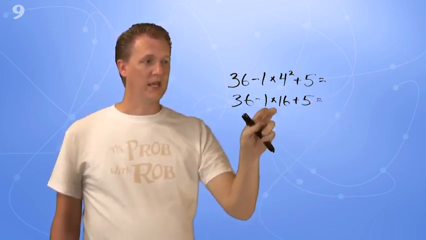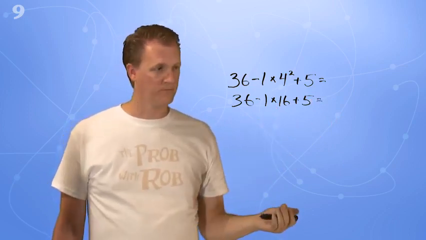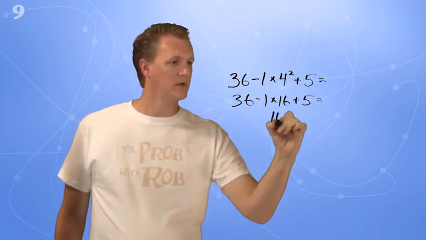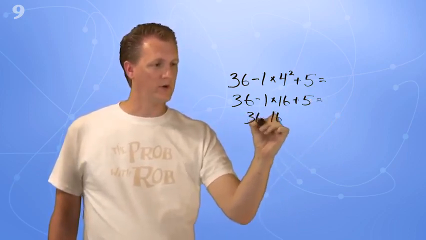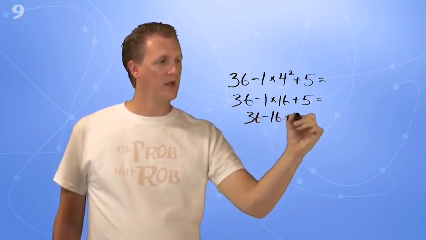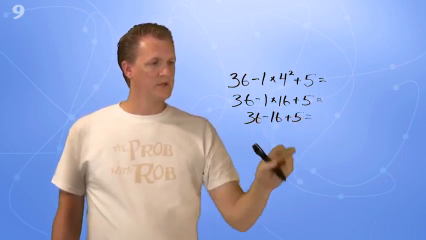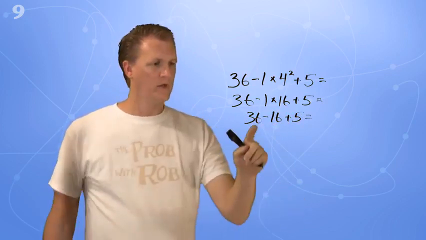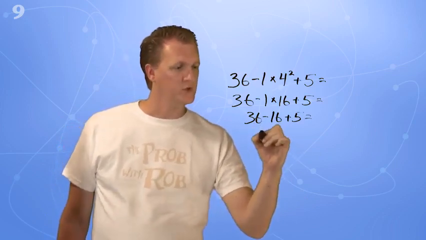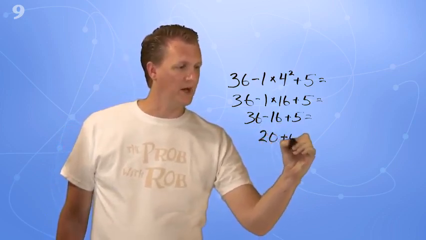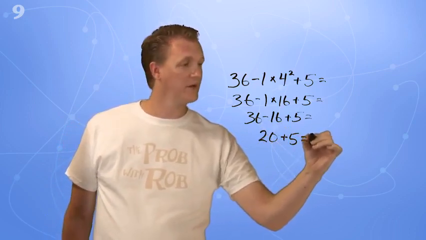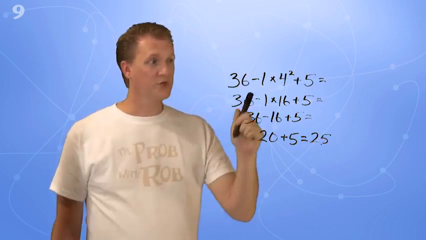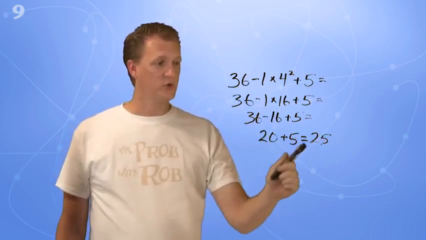So now we do the multiplication before we do the addition and subtraction. So, well, that's easy. 1 times 16 is 16. So we do that, and then we bring down the rest of our problem. 36 minus 16 plus 5. So we have addition and subtraction, and they're on the same level, so we just do them from left to right. 36 minus 16, that's 20, plus 5. 20 plus 5 is 25. So 36 minus 1 times 4 squared plus 5 equals 25.